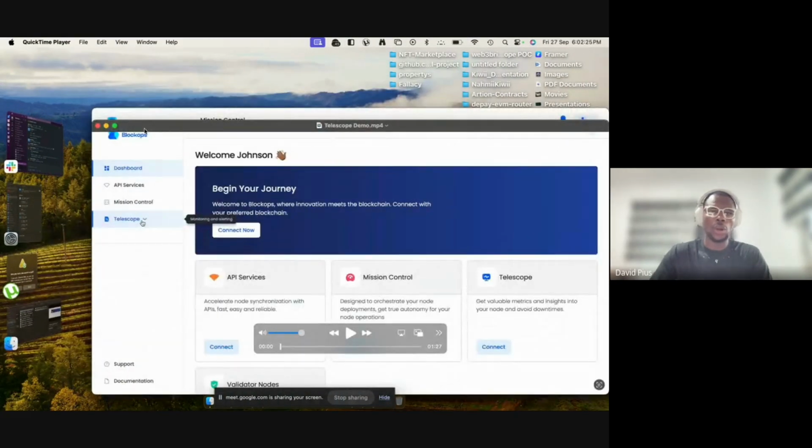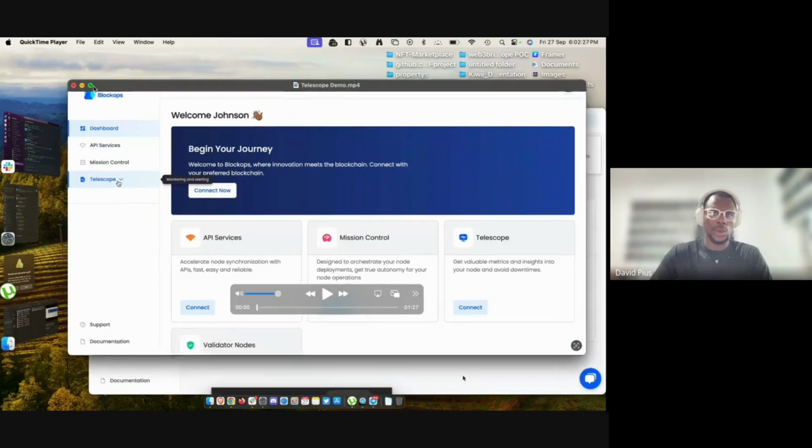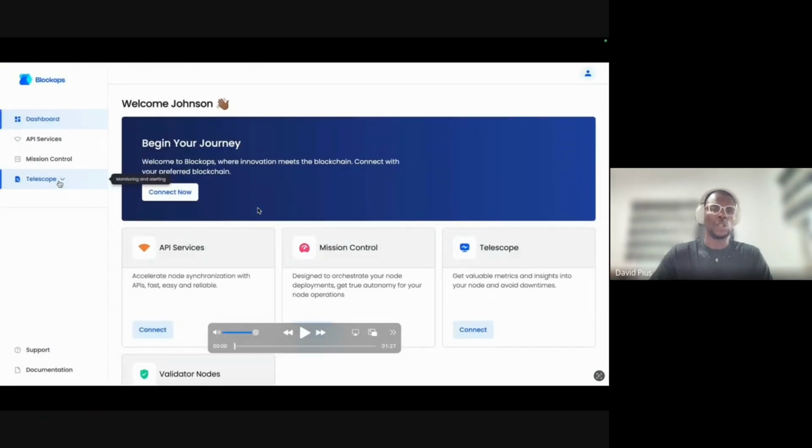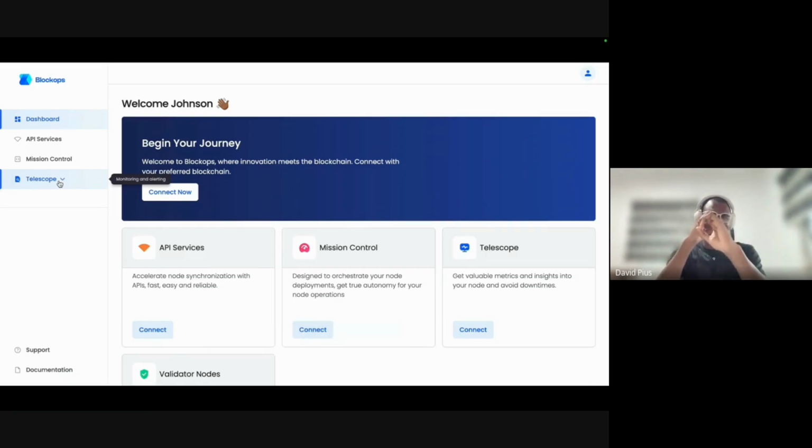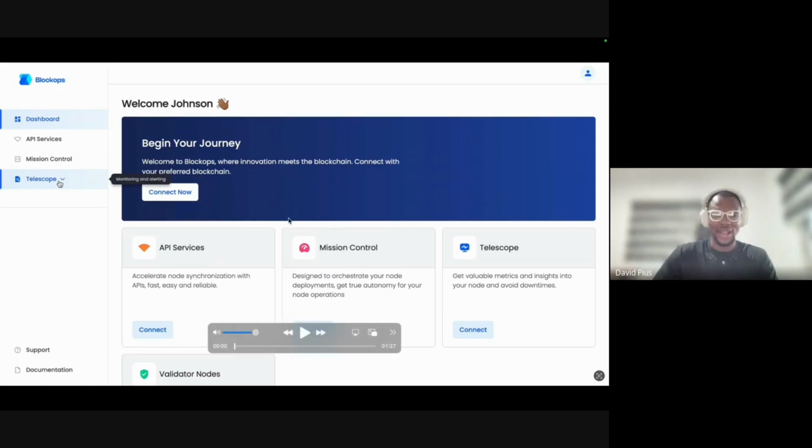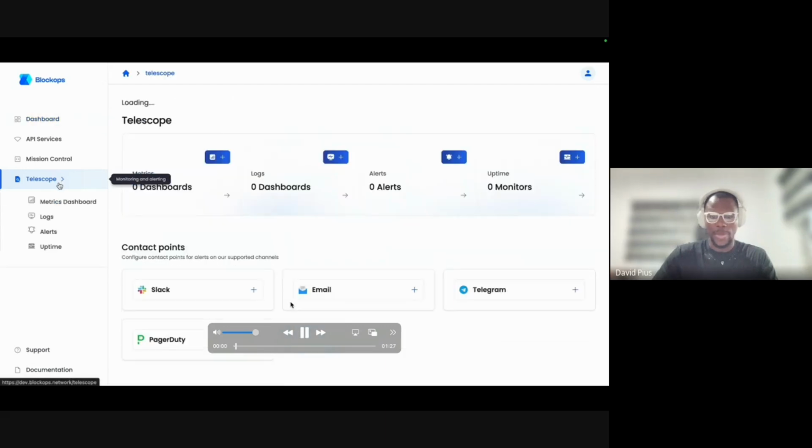Sorry, it's also called Telescope, right? That's the name of this tool. It's called Telescope. So you kind of look into your machine. That's the idea, right? It gives you that zoom, so you could look through your machine and see what is happening. So yeah, I'll just play this and go.